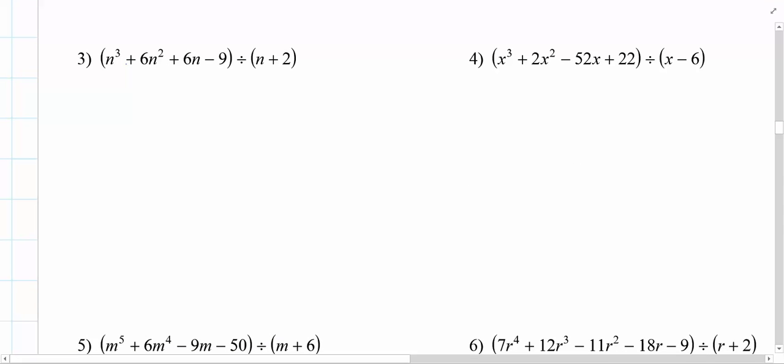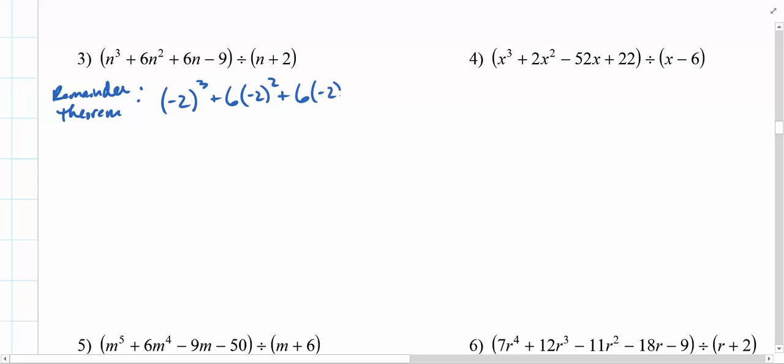Let's start with the remainder theorem here, and then we'll verify using synthetic division. So the remainder theorem might look like this. We're going to change the letter n in this case with the number -2. And remember, we're using -2 here because the factor of n plus 2 leaves us with a 0 at -2. So let's see what this does. -2 cubed plus 6 times -2 squared plus 6 times -2 minus 9. This result will be the remainder to our division problem.